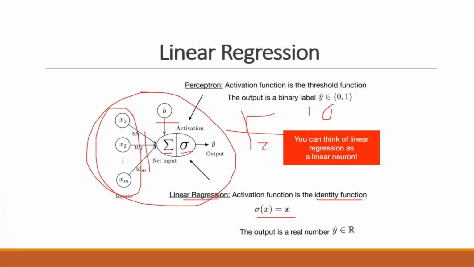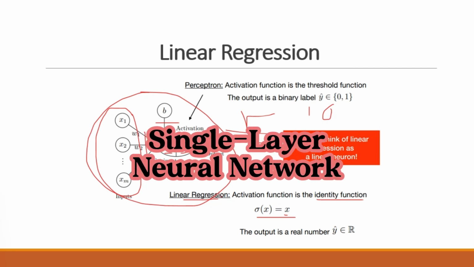So in linear regression, the same concept applies as in the perceptron here. The same computation of net input, which was just multiplying the weights with the features and then adding the bias unit. That is our net input, and this is also how the prediction in linear regression is created. So in that way, you can think of linear regression as a linear neuron, a single layer neural network.